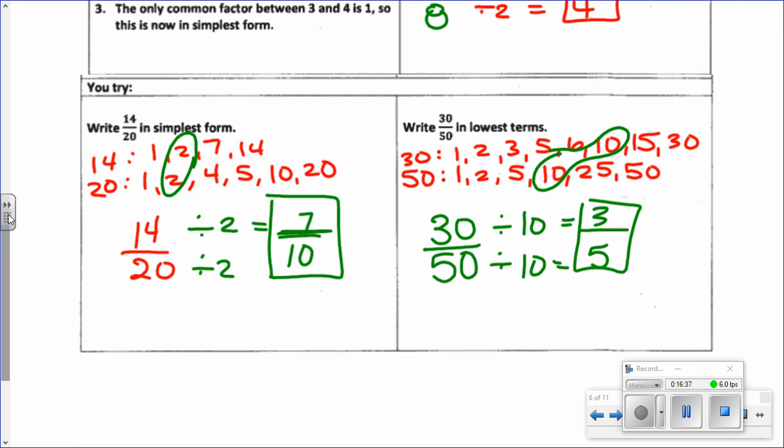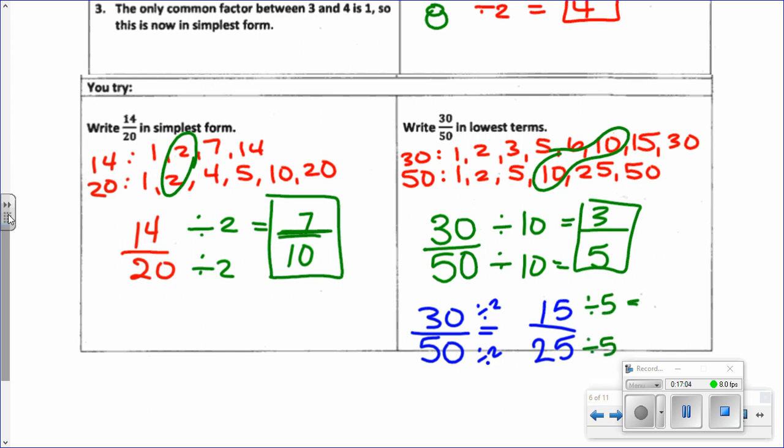If I would have done, I'm going to rewrite it, 30 over 50, I could have divided by 2, and I could have gotten 30 divided by 2 is 15, and then 50 divided by 2 is 25. Well, what number goes into both of those that we can easily see? 5, right? So 15 divided by 5, and 25 divided by 5. 15 divided by 5 is 3, and 25 divided by 5 is 5. So there we go. We got 3/5 again. Okay, so whichever way you like the best, you can do, as long as you get that right answer.